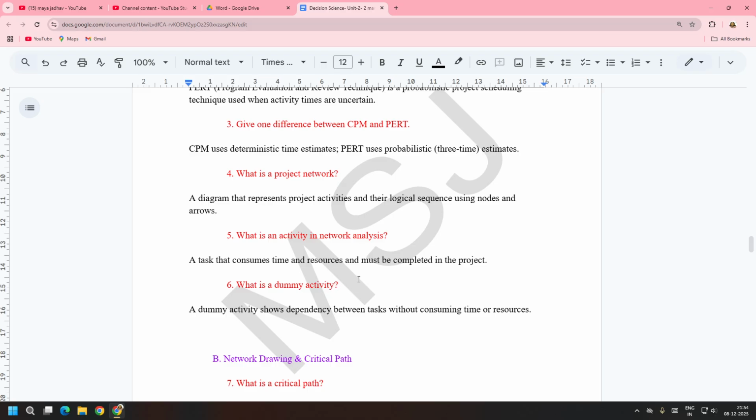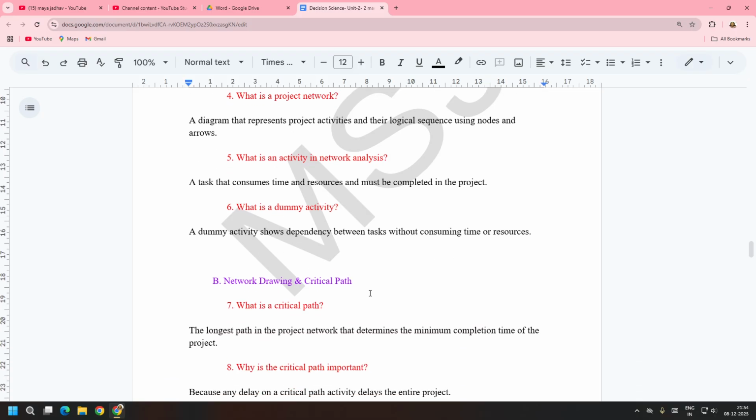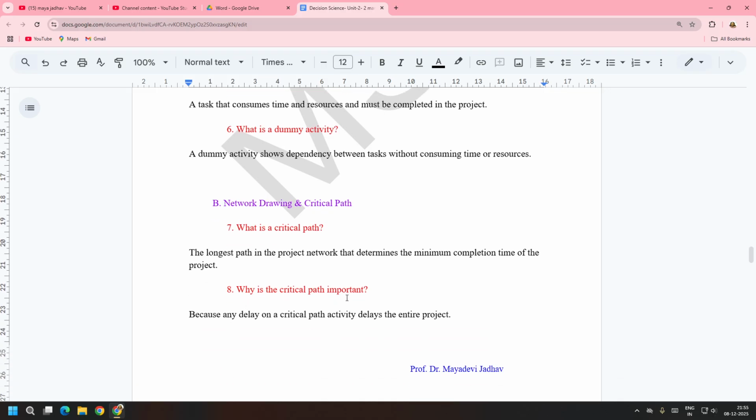What is dummy activity? A dummy activity shows dependency between tasks without consuming time or resources. What is critical path? The longest path in the project network that determines the minimum completion time of the project. Why is the critical path important? Because any delay on critical path activity delays the entire project.